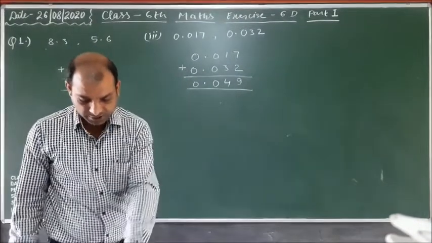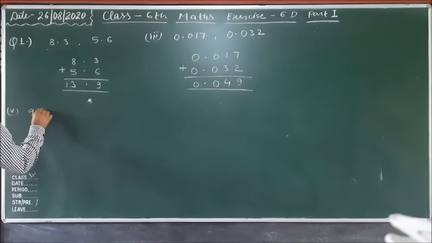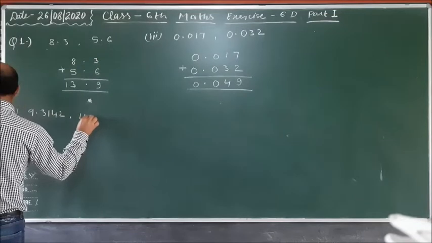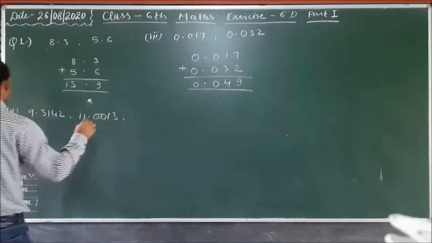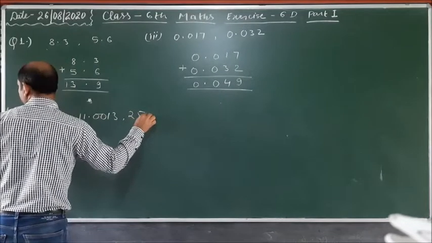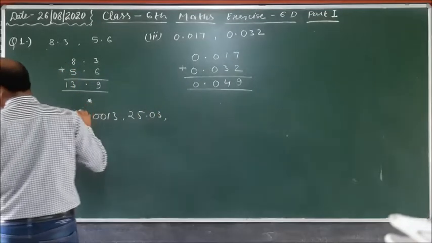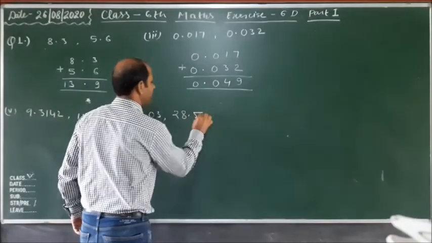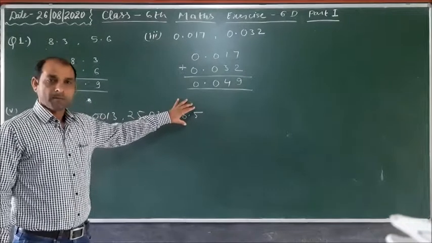Now the last question is question number 5. 9.3142, 11.0013, 25.03 and 28.5. Now here how many numbers? 1, 2, 3 and 4.